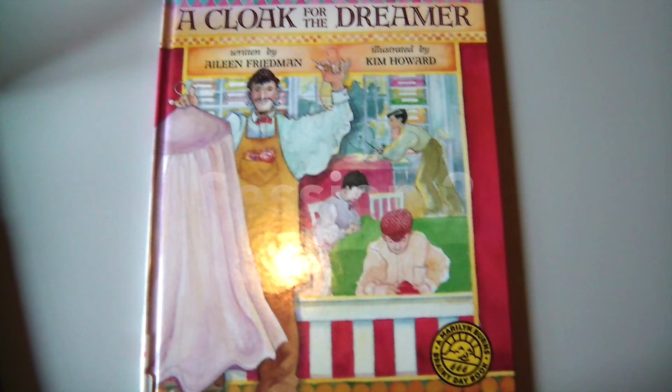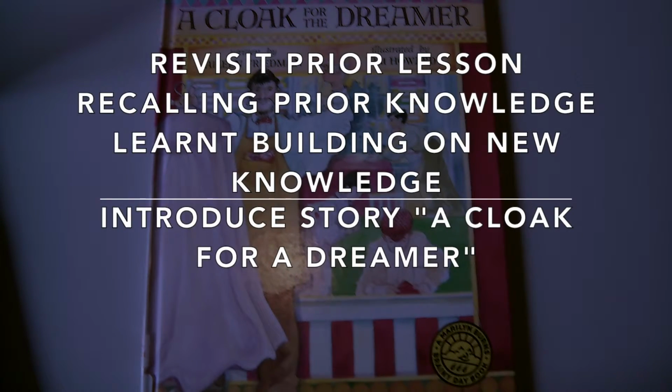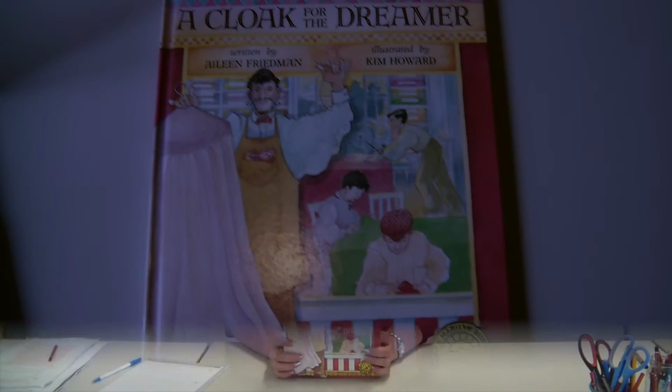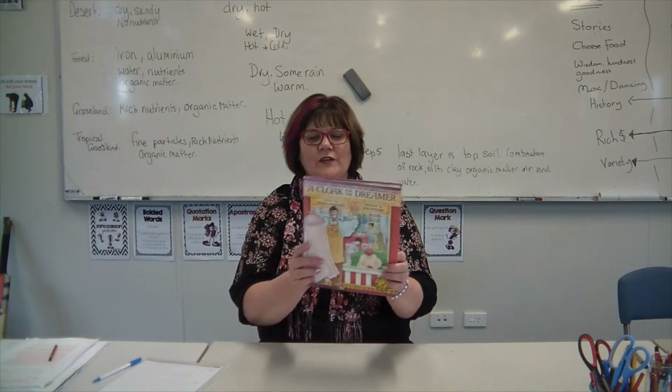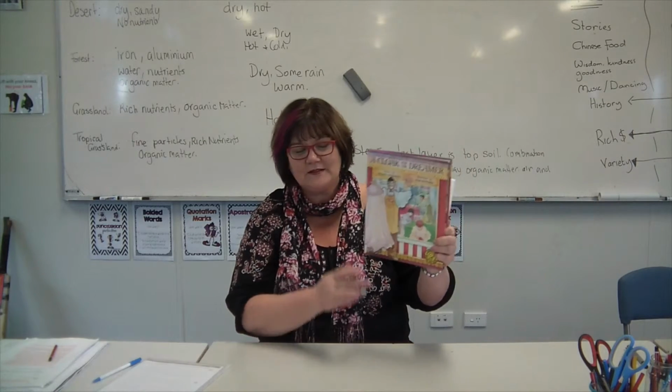Session 2. Revisit the prior lesson, recalling prior knowledge learnt and building on new knowledge. Introduce the story, A Cloak for a Dreamer. A Cloak for a Dreamer is a fabulous story that shows the children a variety of ways of tessellating patterns.